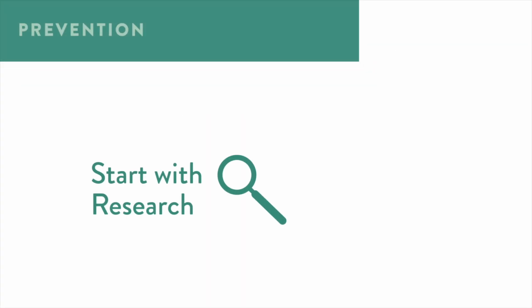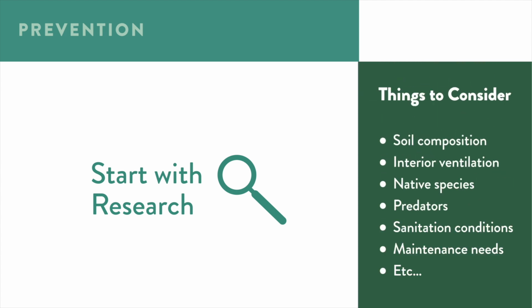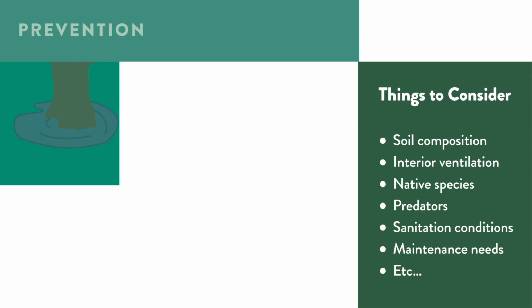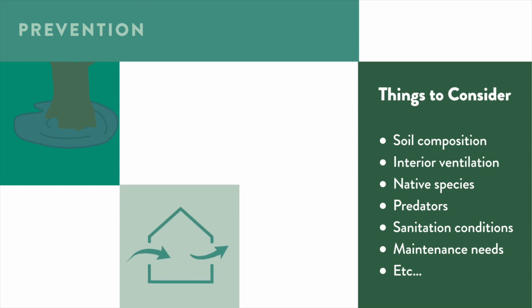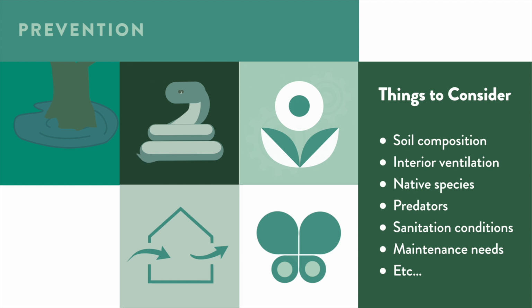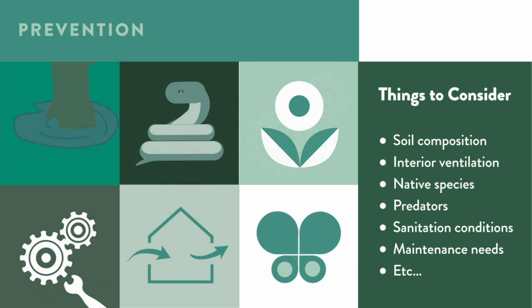Putting IPM in action starts with some research, beginning with an evaluation of the environment where the pests are found. Are there areas of your yard with poor drainage? Is there adequate ventilation in your bathroom? What are the native plants and insects in your area? A better understanding of your environment sets you up to be more strategic in your approach and potentially prevent pest issues before they even start.